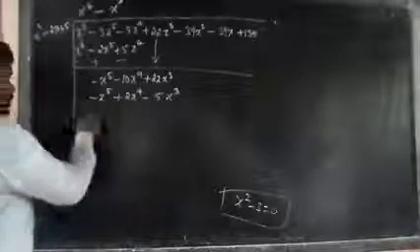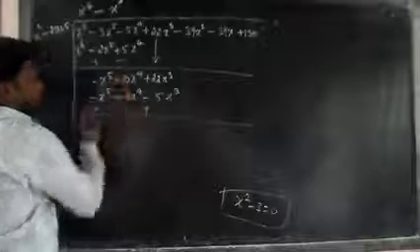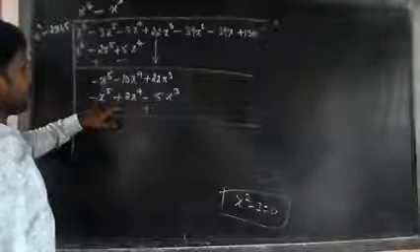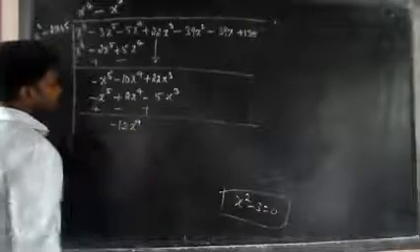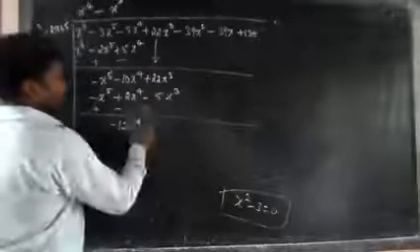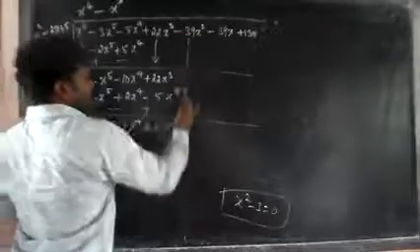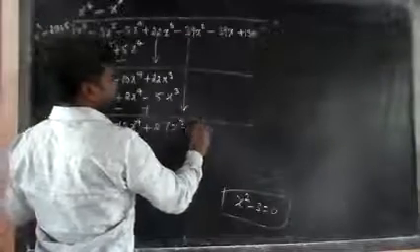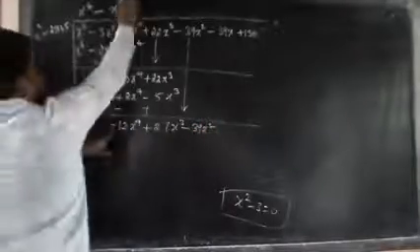Clear? Next is sign change. So what will come? Here plus, here minus, here plus. This is cancelled. Minus 10 minus 2 is minus 12. So minus 12x to the power 4. Both are the same sign, so plus 27x cube. This is minus 39x square. Next step is here minus, so minus.